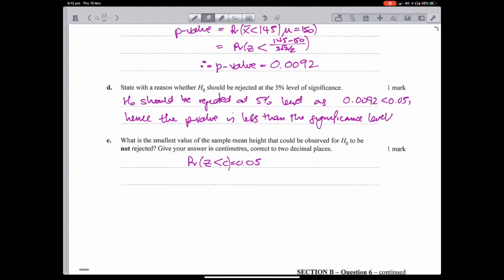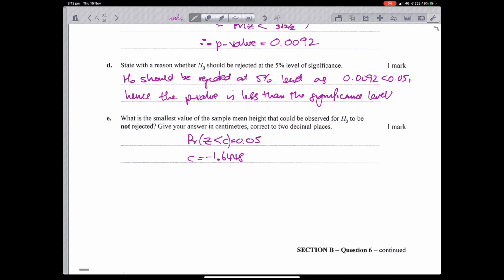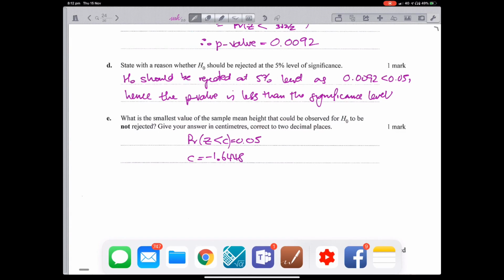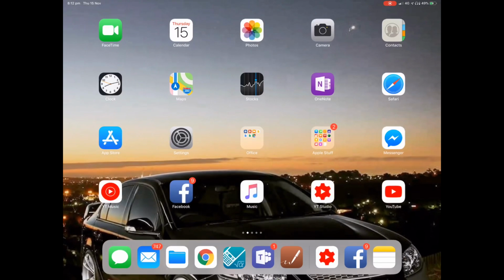So c equals negative 1.6448. So therefore, our mean minus our standard deviation times that. Okay, so our mean is 150. 150 minus that times our standard deviation. That'll tell us the lowest value that we can get. So 3 root 2 on 2, 146.51.